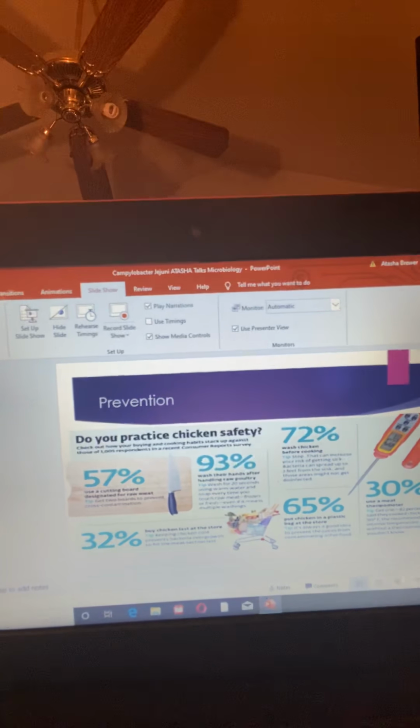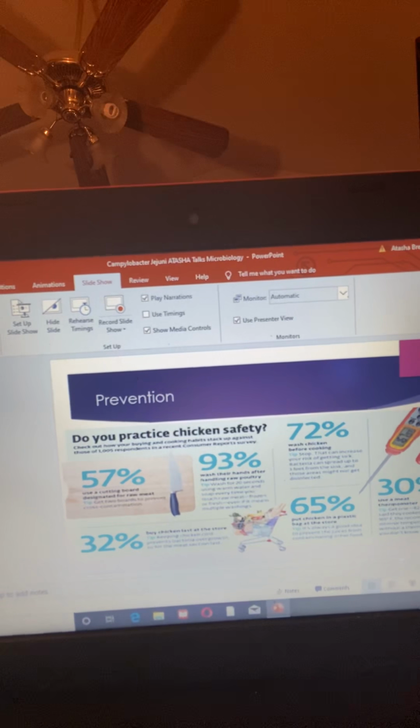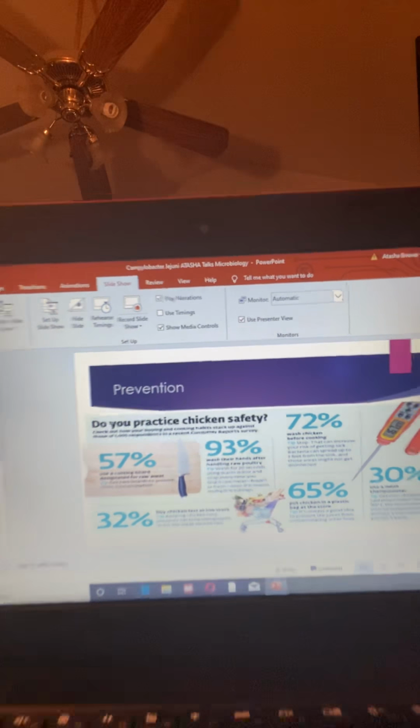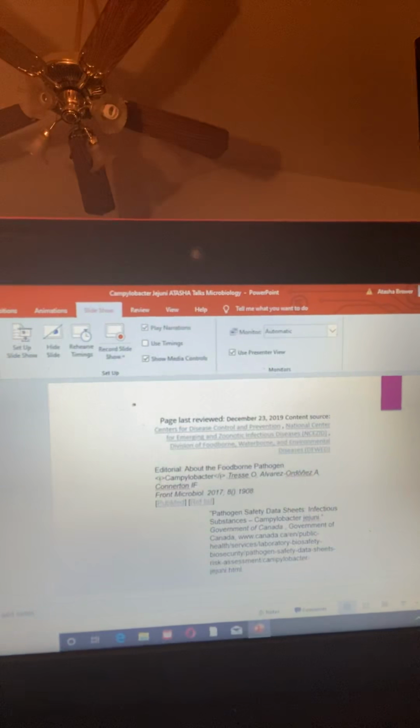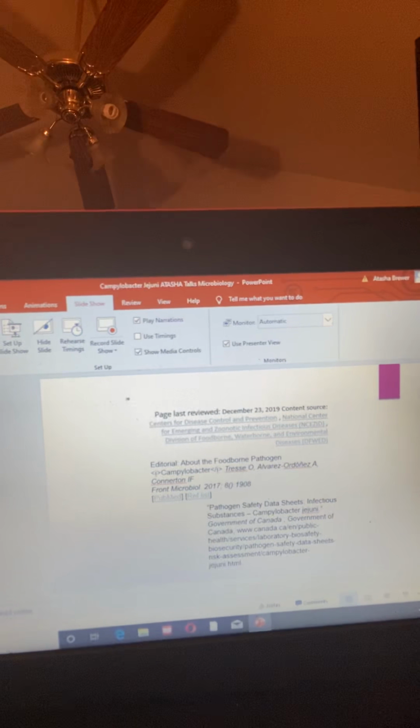So at the end of the day, it's all about being clean and washing your hands. 93% say wash your hands and be safe. Here are some sites if you want to learn more about Campylobacter jejuni, please go to the website.